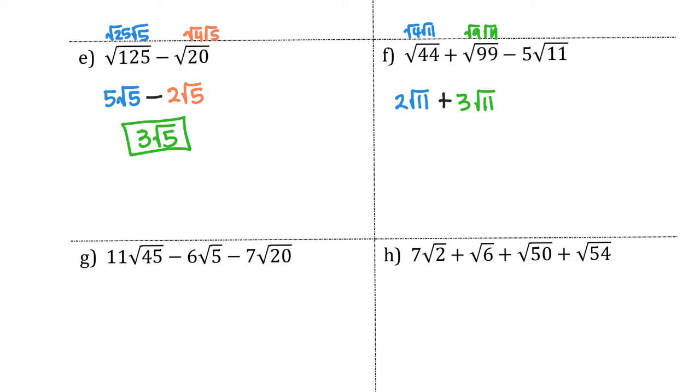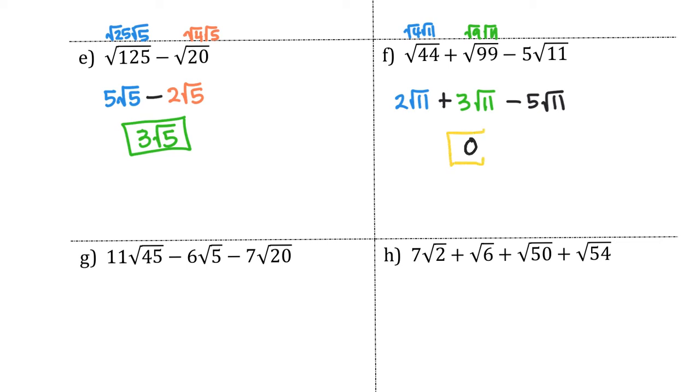Now 5 square root 11 already has a radicand of 11, so I'm going to leave it the way it is. If I have 2 square root 11 plus 3 square root 11, I have 5 square root 11s, and if I subtract 5 square root 11s, I have 0 square root 11s, which means I have nothing. So my final answer after all that work is 0.